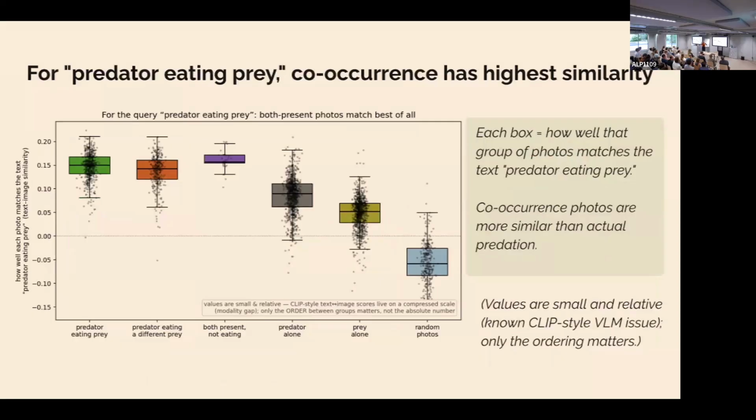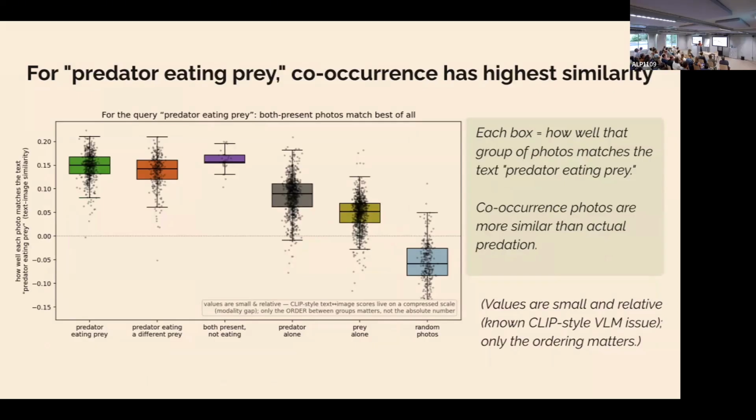Also, interestingly, if we just look at the similarity scores, we get the best similarity scores using the VLM for the co-occurrence images. My guess is that for the co-occurrence images, it's just actually easier to see both things, right? One of them isn't mangled meat. So yeah, this is a complexity.